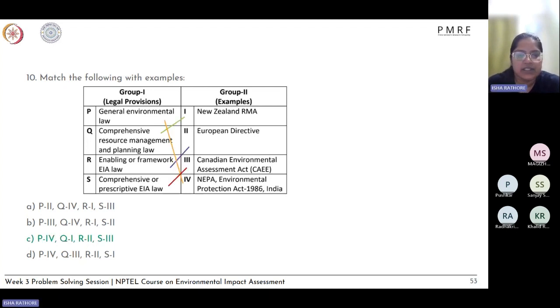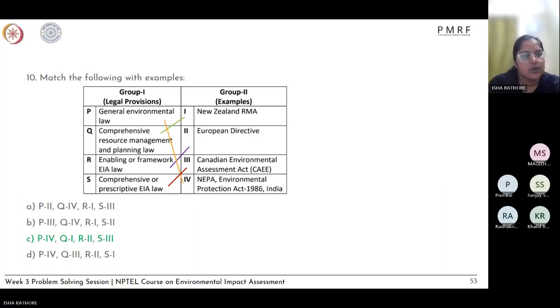Okay, so general environmental law includes laws like NEPA and the Environmental Protection Act of India. Then comprehensive resource management and planning laws include laws like the New Zealand Resource Management Act, RMA. So Q matches with 1. Then enabling or framework EIA laws are like the ones in the European directive. So R matches with 2. And comprehensive or prescriptive EIA law has the example of the Canadian Environmental Assessment Act, so it matches with 3. So the correct answer is C, which is P matches with 4, Q matches with 1, R matches with 2, and S matches with 3.